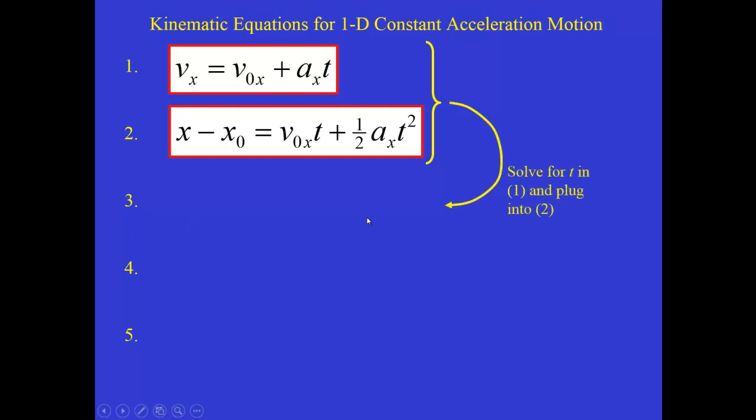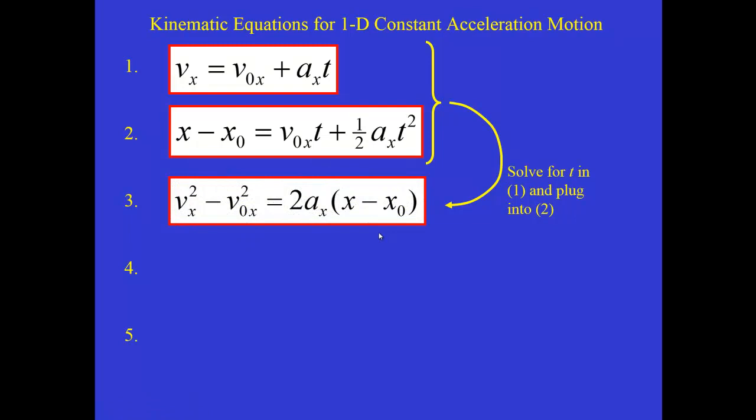So in the first case, we solve for t in the first equation and plug it into the second equation. And when we do the algebra and the smoke clears, we get this result. We get a result that relates the initial and final velocities along the x direction to the acceleration and the change in position. Notice equation 3 involves no time variable.